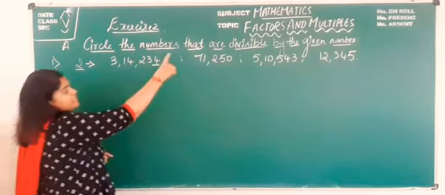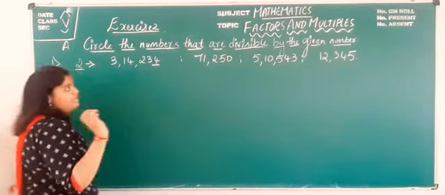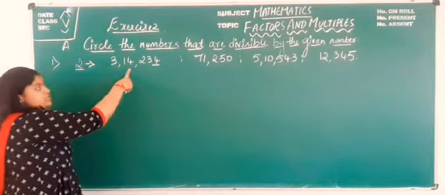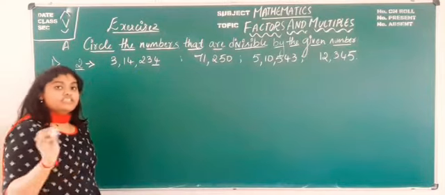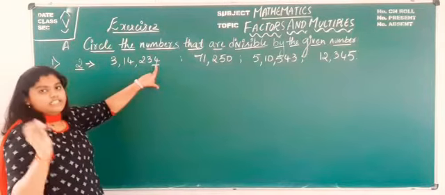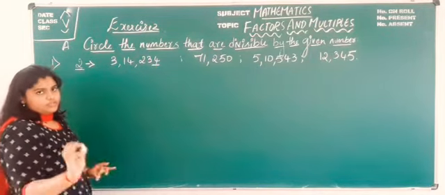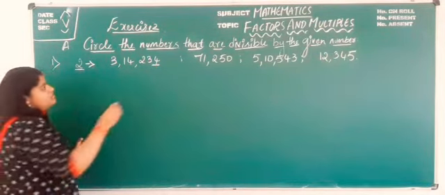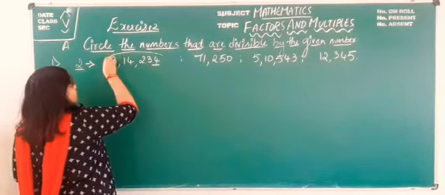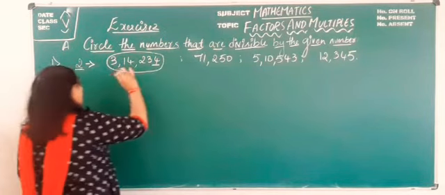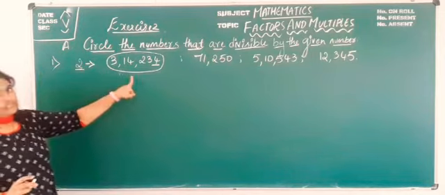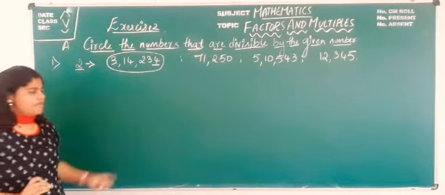So, we have to circle the numbers that are divisible by the given number. So, this 3,14,234 is divisible by 2 because here in the ones place is 4. So the given number is divisible by 2. So what I'll do? I'll just circle the given number. So, this 3,14,234 is divisible by 2.